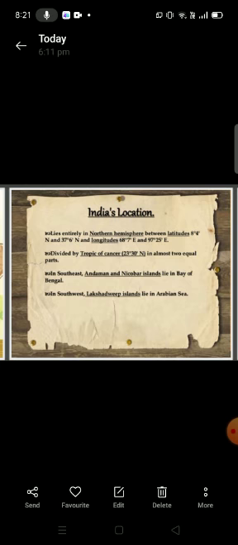Our country is divided by a latitude, the Tropic of Cancer, which divides the country into two equal parts. In the southeast, Andaman and Nicobar Islands lie in the Bay of Bengal, and in the southwest, Lakshadweep Islands lie in the Arabian Sea.